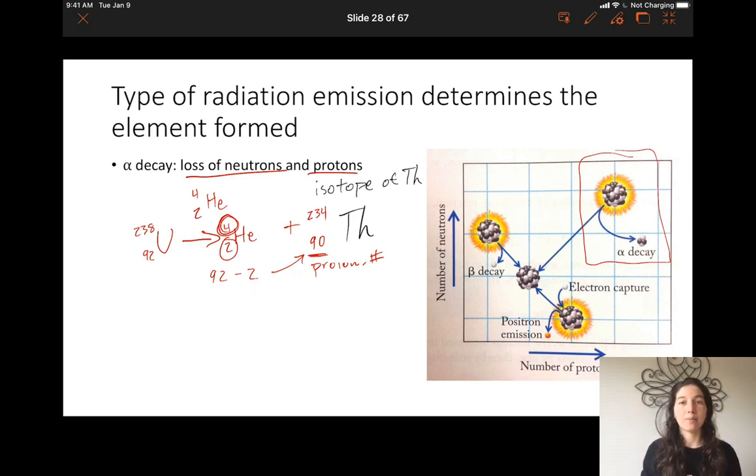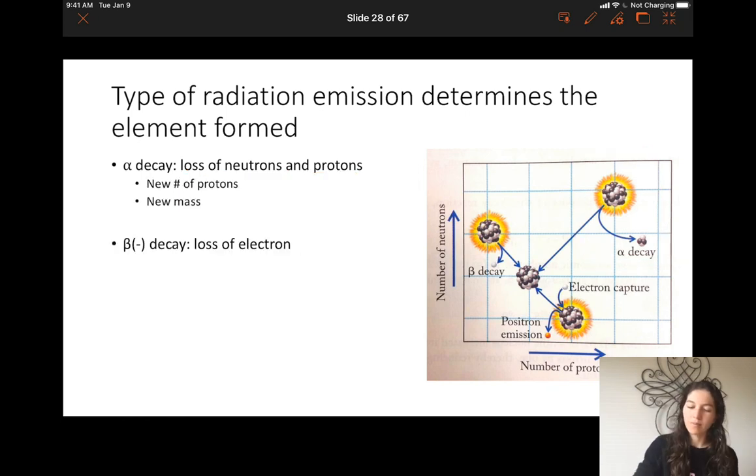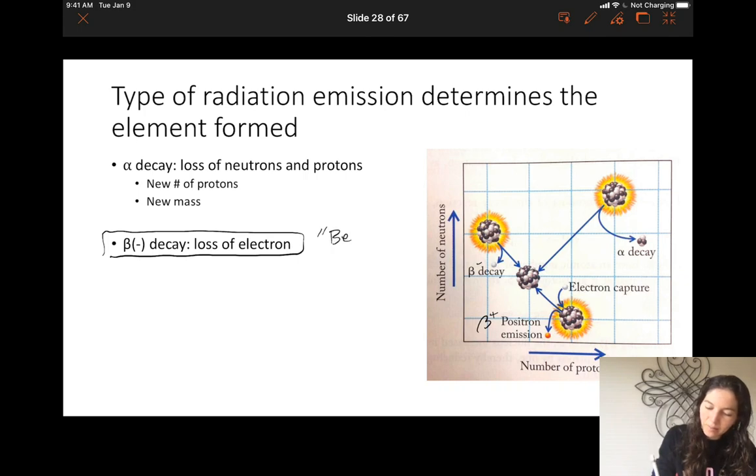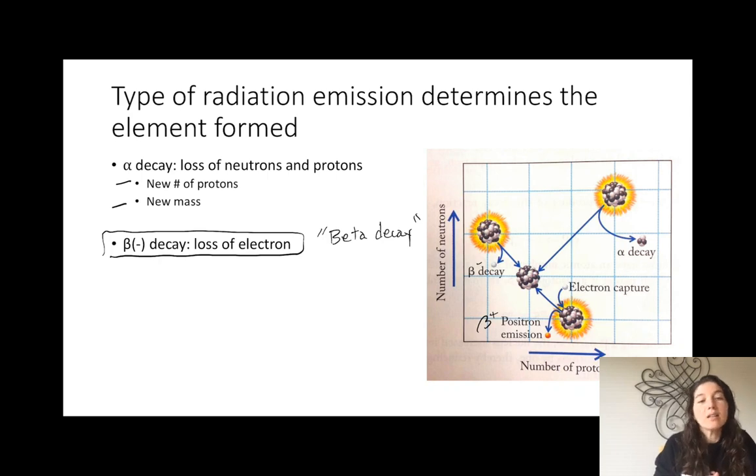Now let's look at the other types of common decays that occur. So the next one is our beta decay, or beta minus, as I like to call it, because we note positrons, this here is beta plus, this one's beta minus. You'll hear me call it multiple things. Or you might just hear beta decay. So from our alpha decay, we had seen that we had a new number of protons, and we had a new mass. Let's take a look at our beta decay.